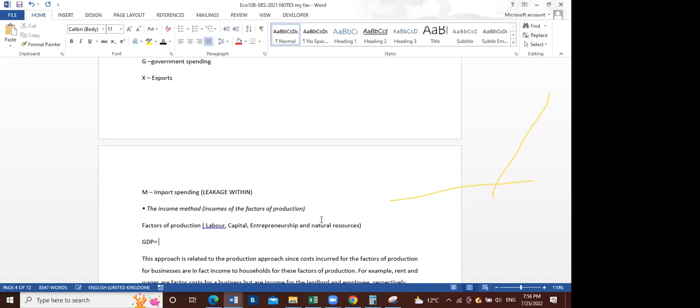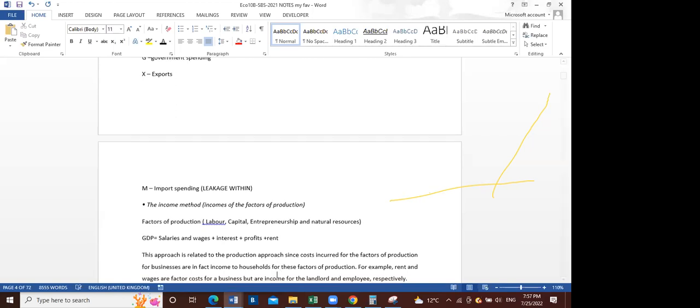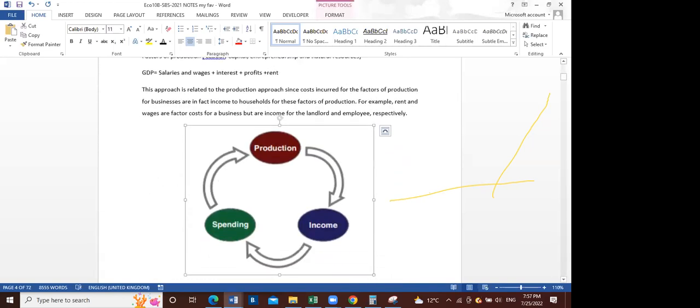So in terms of their incomes, GDP would equate to the sum of salaries and wages received by households, plus, for capital, interest, for entrepreneurship, profits, and for natural resources, rent. The sum of these would give us the value of GDP from the income method.